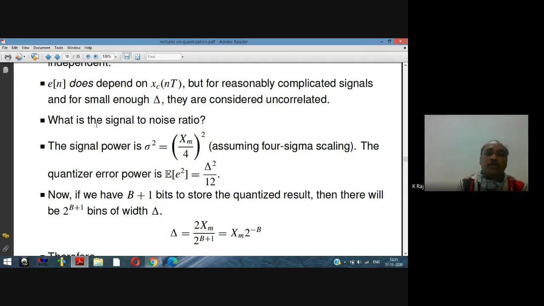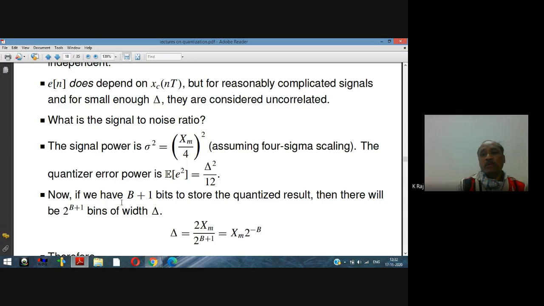As we know, the signal power is sigma squared, that is (xm/4) whole squared, because xm is 4 times sigma. We have used the 4 sigma scaling here. The quantizer error power is delta squared by 12. And now we are using b plus 1 bits to store the quantized result.